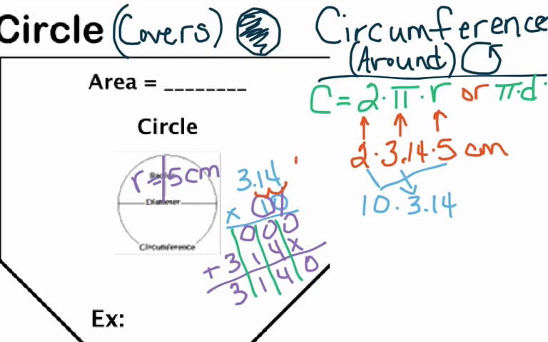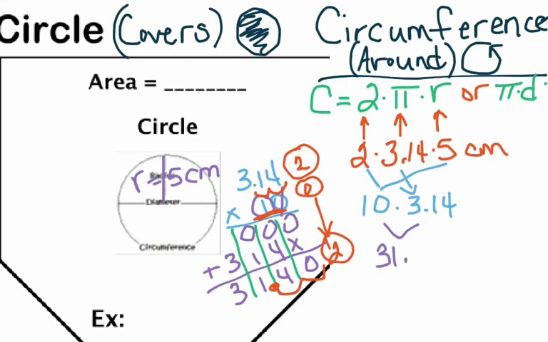So I see I have 2 decimal places in this number, and I have no decimals in the 10. So when I put those together for my answer, I need 2 decimal places. So starting from the right, I'm going to count 1, 2 places, and that's my decimal position. Now I know 10 times 3.14 is 31.4 centimeters, and I'm not putting an exponent.